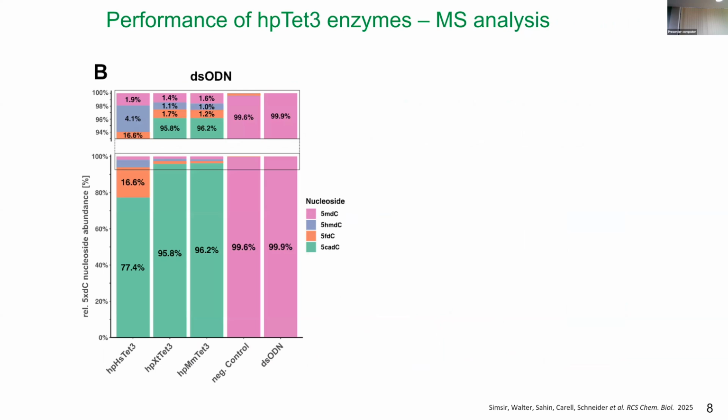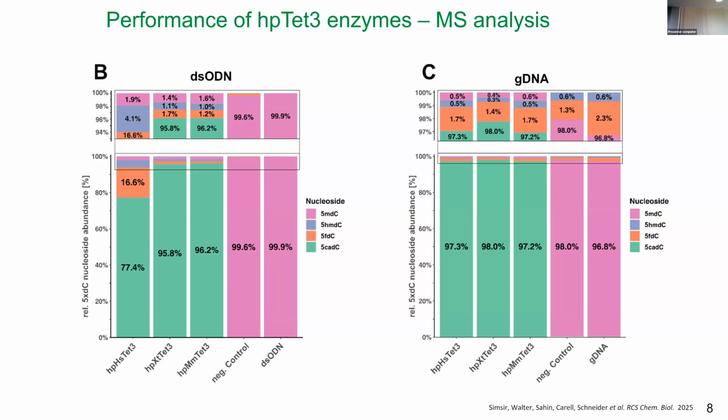And here you can see we just plot the quantity of the modified cytidine. This is on a synthetic DNA oligo with a single 5-methylcytidine, and you see that we get a nice conversion. The human variant is a bit more lazy than the other ones. We tested the next on genomic DNA, and we get really, really nice conversion rates of all our Tet variants.